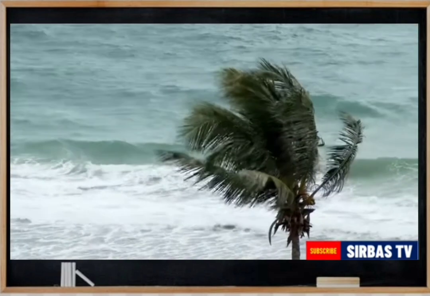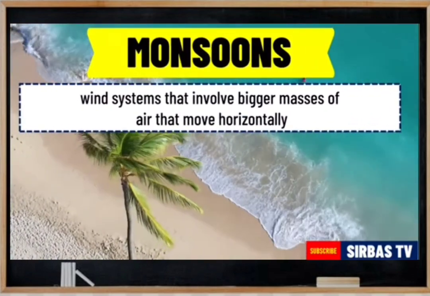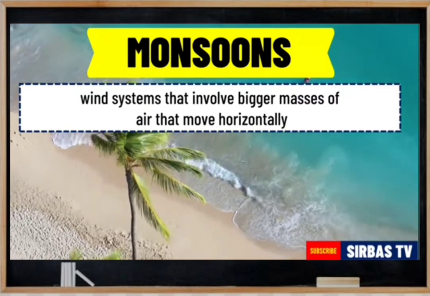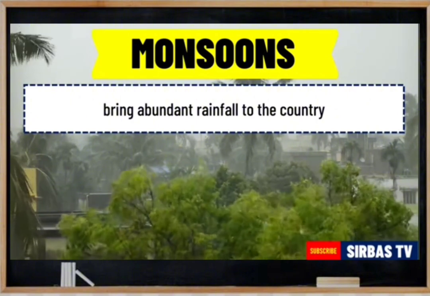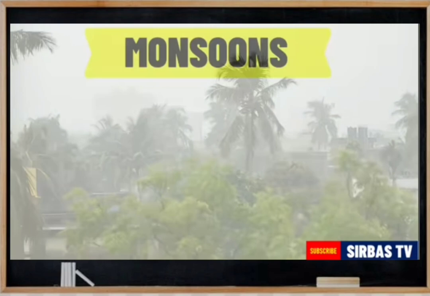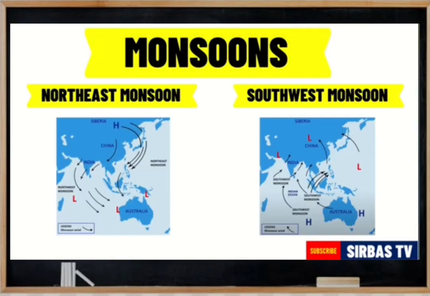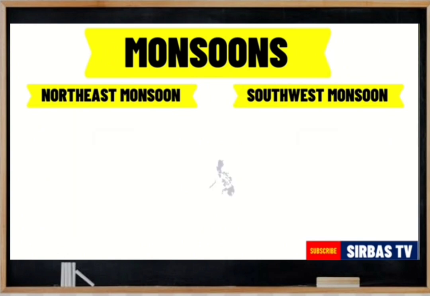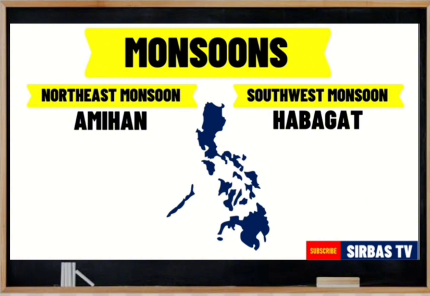The next atmospheric phenomenon is called monsoon. Monsoons are wind systems that involve bigger masses of air that move horizontally. These winds usually bring abundant rainfall to the country, and this is probably the reason why they have been mistaken for rains. The two types of monsoons are called northeast monsoon and southwest monsoon. The name of this wind system varies in each country. In the Philippines, the northeast monsoon is called amihan, while the southwest monsoon is called habagat.